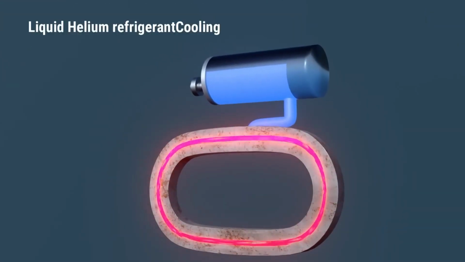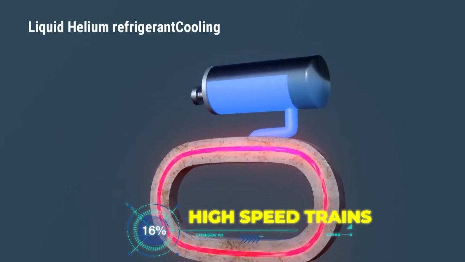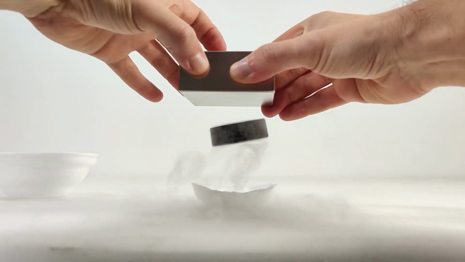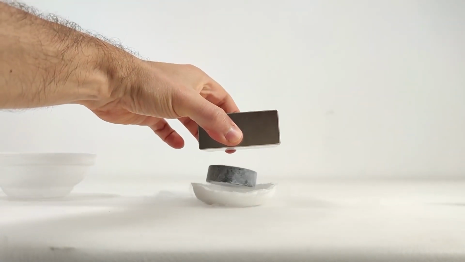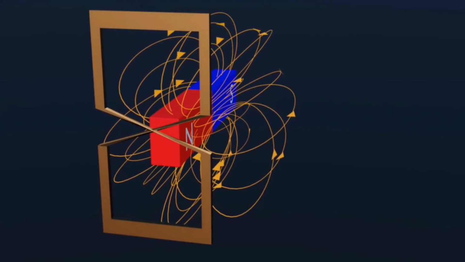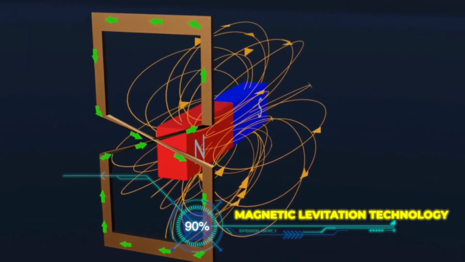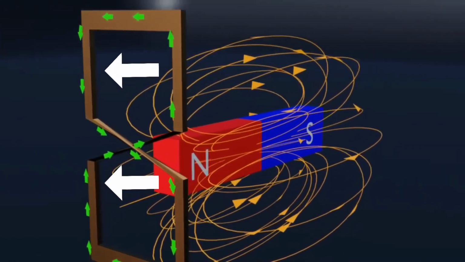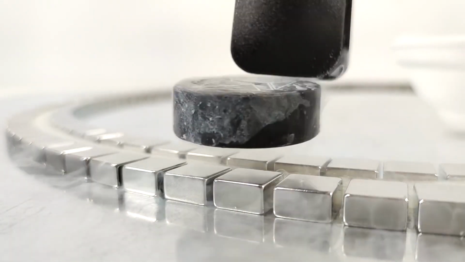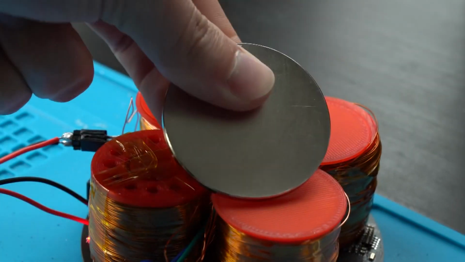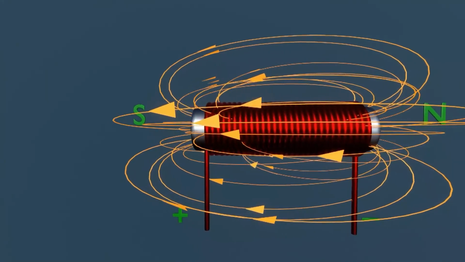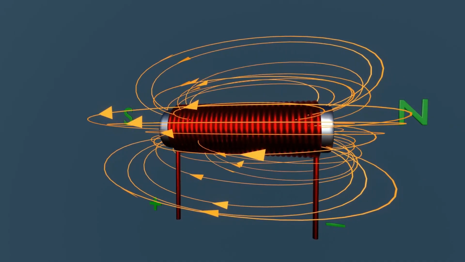Maglev technology is already being used in high-speed trains to eliminate friction and increase speed. The same technology could also be applied to space transportation. StarTram is a proposed space launch system that uses magnetic levitation technology to propel spacecrafts into space. The system would see a spacecraft magnetically levitated to avoid friction, while the same magnetic system is used to accelerate the spacecraft to orbital velocities.